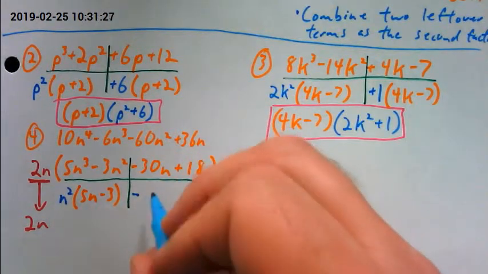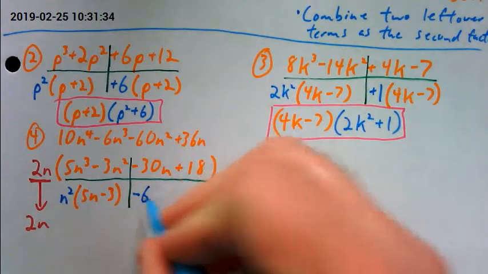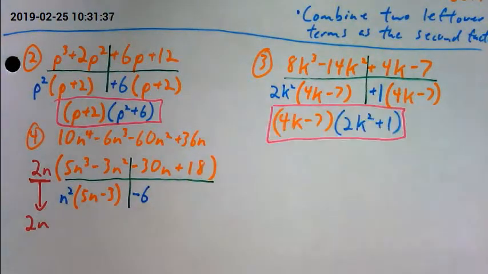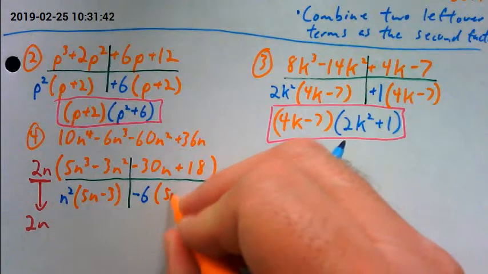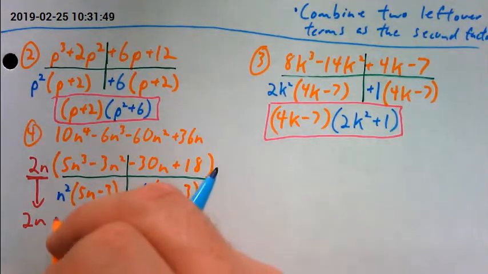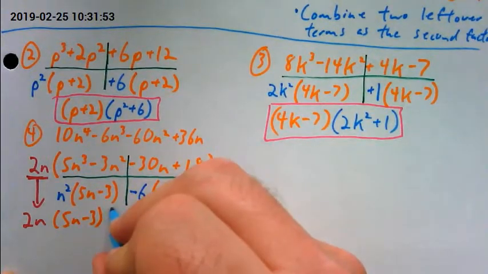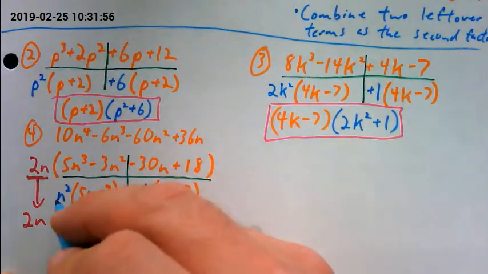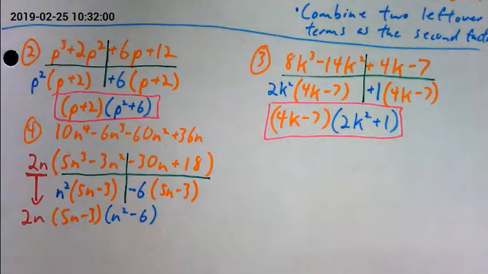They have a common factor of, well, 2 works. It's common, but it's not the greatest. We want the greatest. 6 is the greatest, yeah. So 6. What's left over? 5n minus 3. So now, that 5n minus 3 is the same common factor in both. So it comes out. And then the n to the second minus 6 come together as the other.